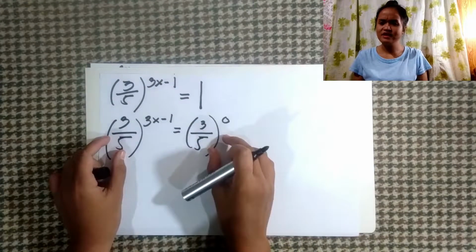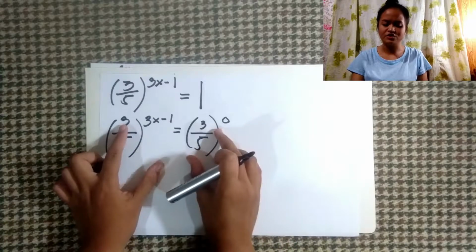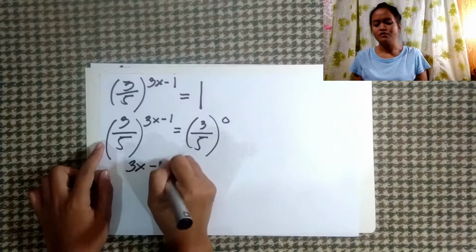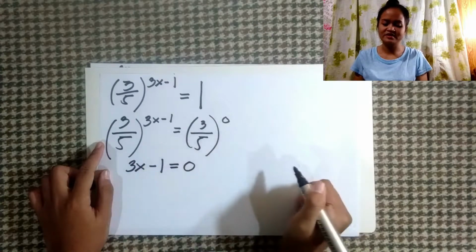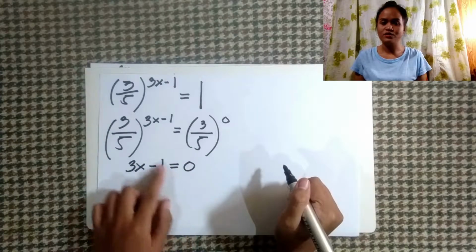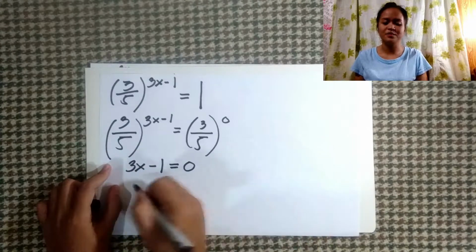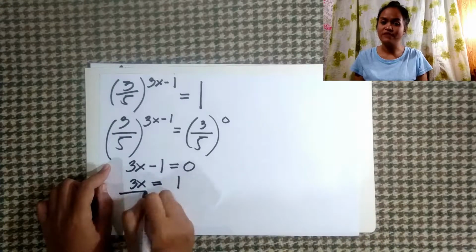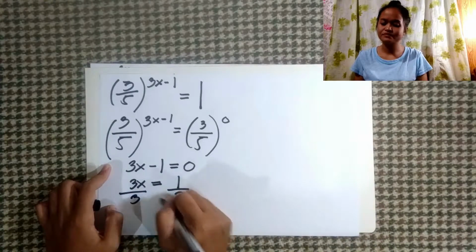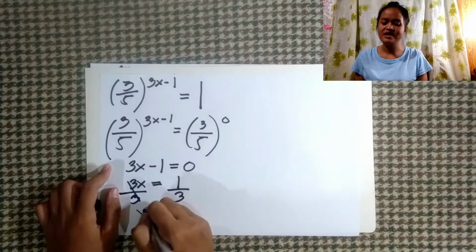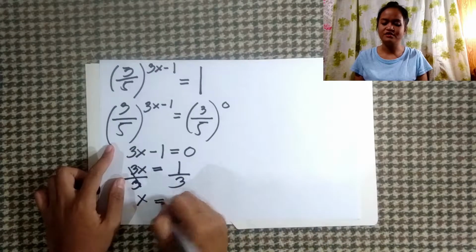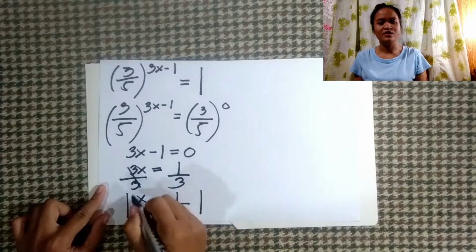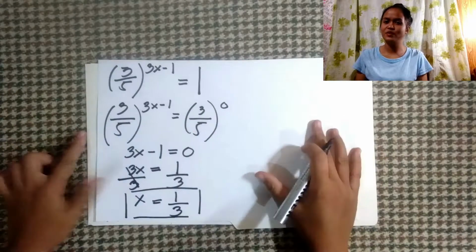So as we can see here, the bases are now equal, 3/5 and 3/5. So we'll now be dealing with exponents. 3x minus 1 equals 0. Using the APE, or addition property of equality, this will give us 3x equals 1. Dividing both sides by 3, this will leave us with x equals 1/3. So that's how to solve exponential equations with base 1.